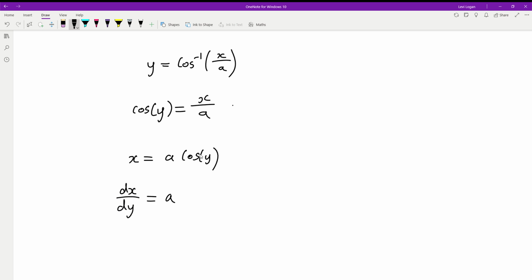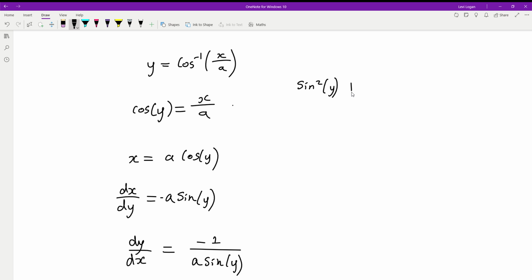I know how to differentiate cos now. It's going to be minus sine, so it'll be minus a sine of y. So that means dy dx is going to be negative 1 over a sine of y. Now I've got to work out what sine of y is again. So I've got to use Pythagorean identity again. So sine squared of y is going to be 1 minus cos squared of y.